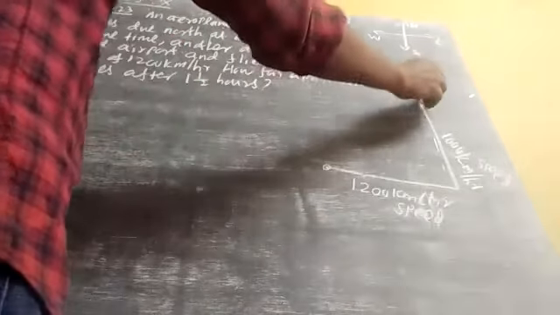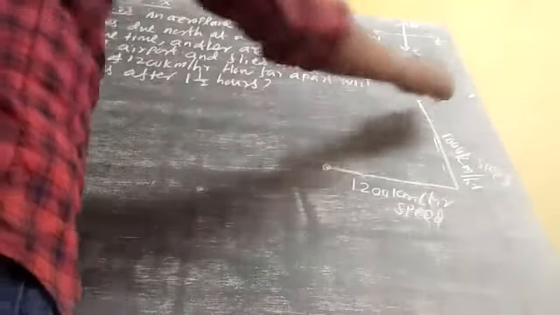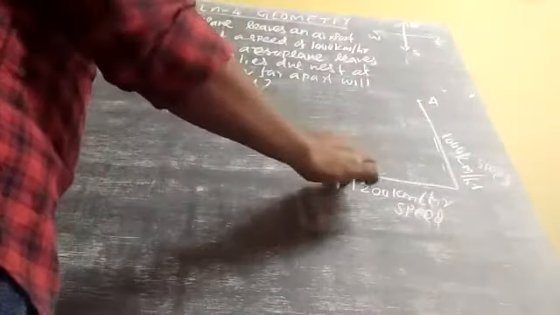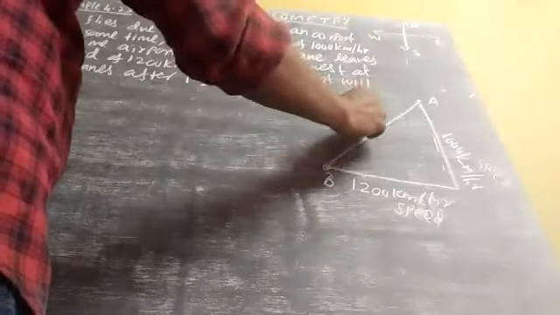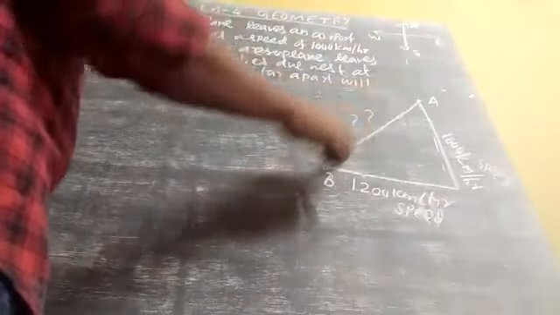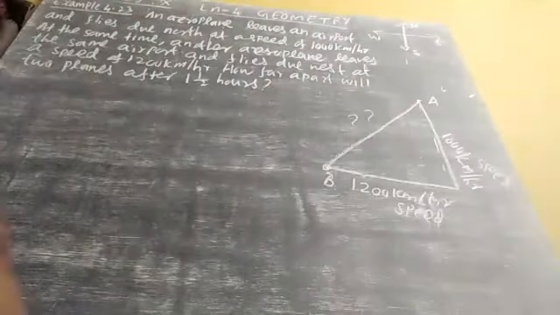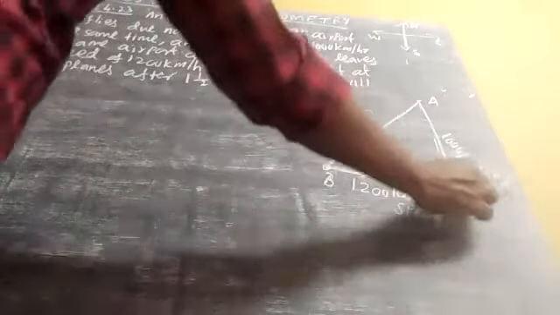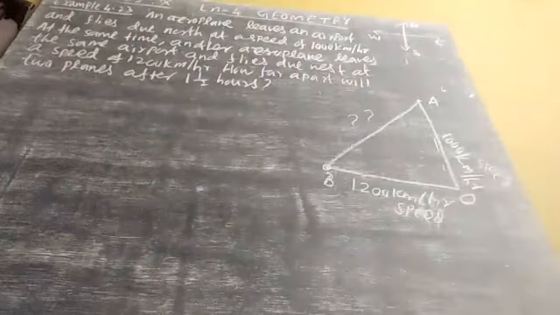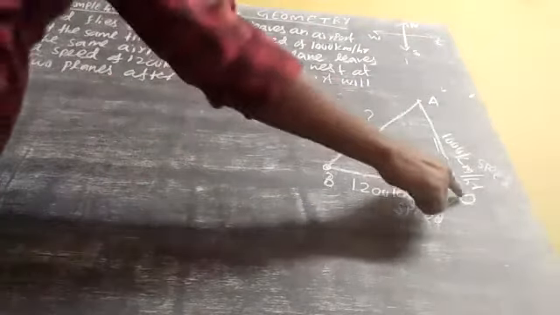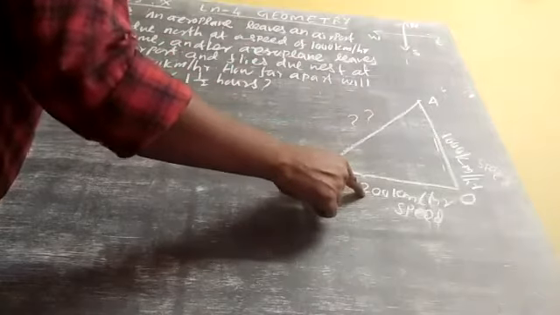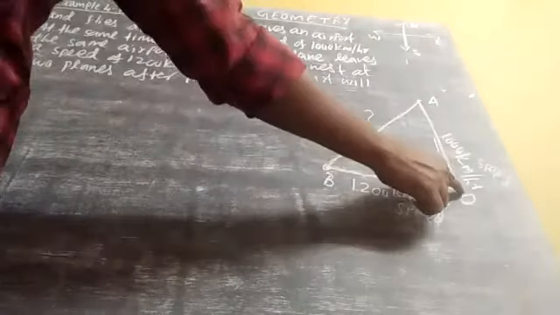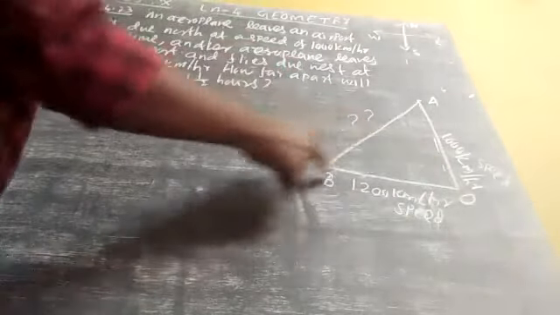So what they asked: here one aeroplane, here one aeroplane. For example, this is aeroplane A, this is aeroplane B. So what is the distance after 1.5 hours between the two aeroplanes? Okay, so here we can take O. First I have to know the distance from here to here. This is not a distance, this is a speed they gave. Distance we have to find.